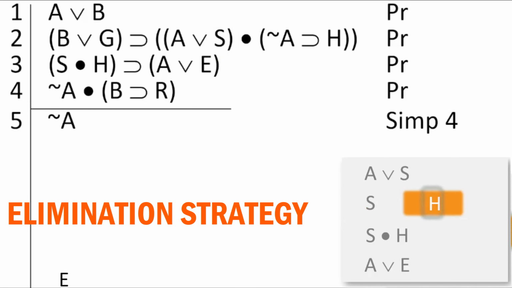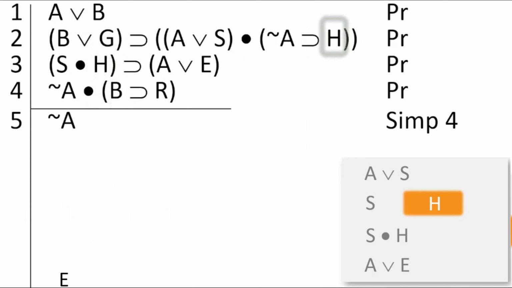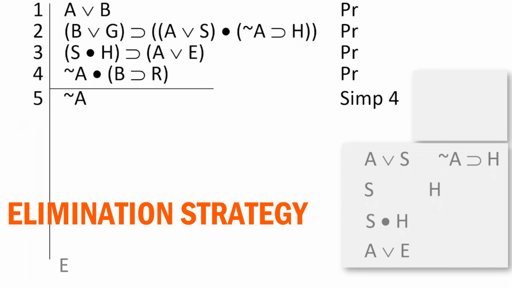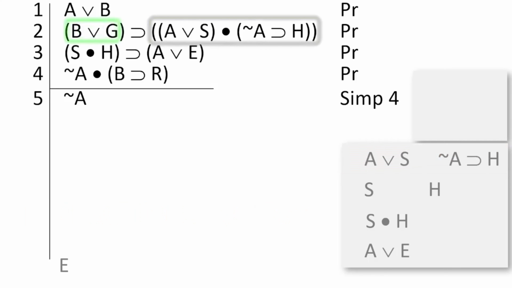We try to locate H in our premises. Again, we need to drop the idea of trying to get it from line 3, but we can try to get it from line 2. We would need the conditional if A, then H. Of course, now we try to see how we can get A or S, and if not A, then H. We will need the conjunction from the consequent of the conditional in line 2, which means that we will need to match the antecedent of that conditional and get B or G on its own line.